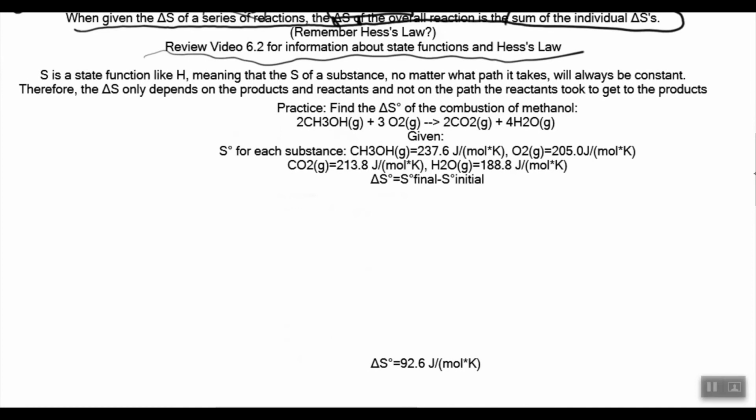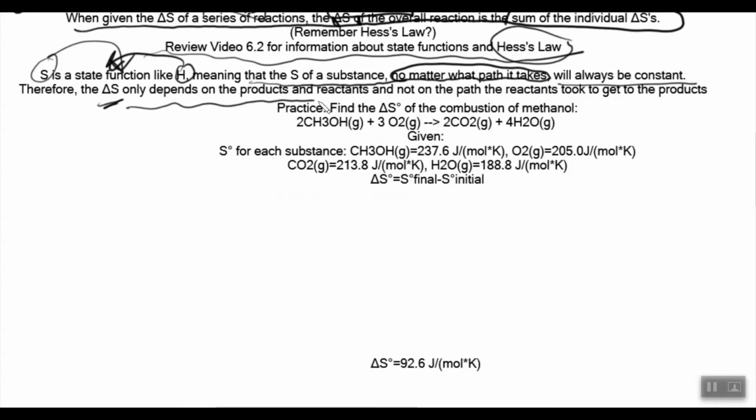And let's take a look at why this works. Now, the reason why we could use Hess's law for delta H's or enthalpies is because H is a state function. And guess what? S is also a state function, meaning that the entropy of the substance, no matter what path it takes, will always be constant. Therefore, the delta S only depends on the products and reactants and not on the path the reactants took to get to the products.